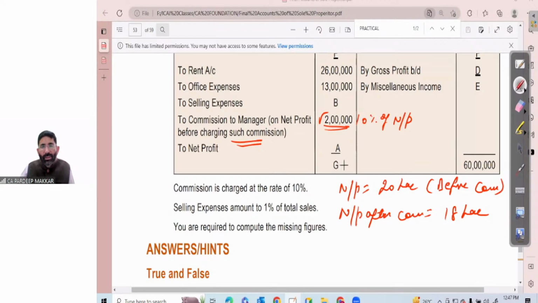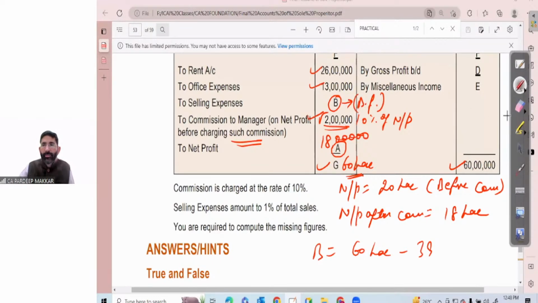So if we put 60 lakh here, because the total of debit and credit side is the same. If the total is 60 lakh here, 60 lakhs here, then what will be the balance figure? B is equal to 60 lakh minus 39 lakhs, sorry, 41 lakhs. The total of this plus A's amount is 18 lakhs. So those all will be deducted to get the balance figure B. This will be carried as balance figure beta, because it will be easier to get it as balance figure.